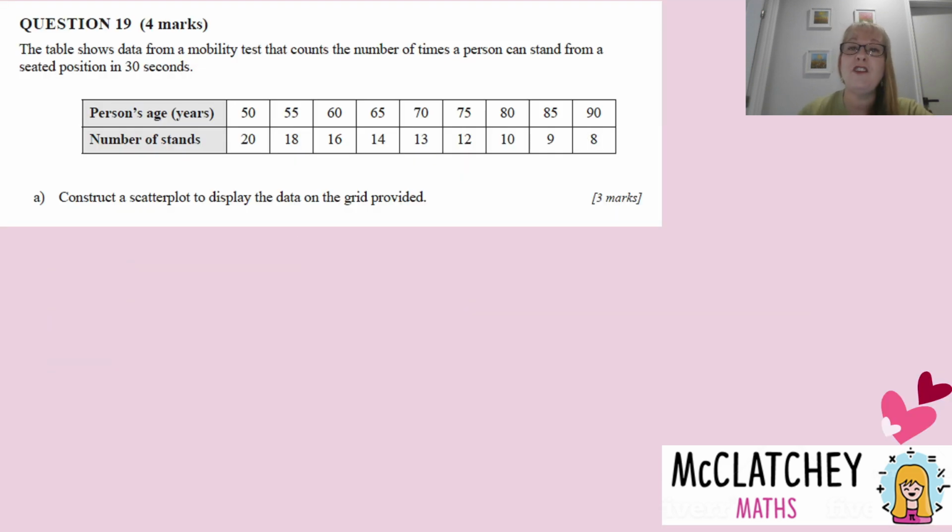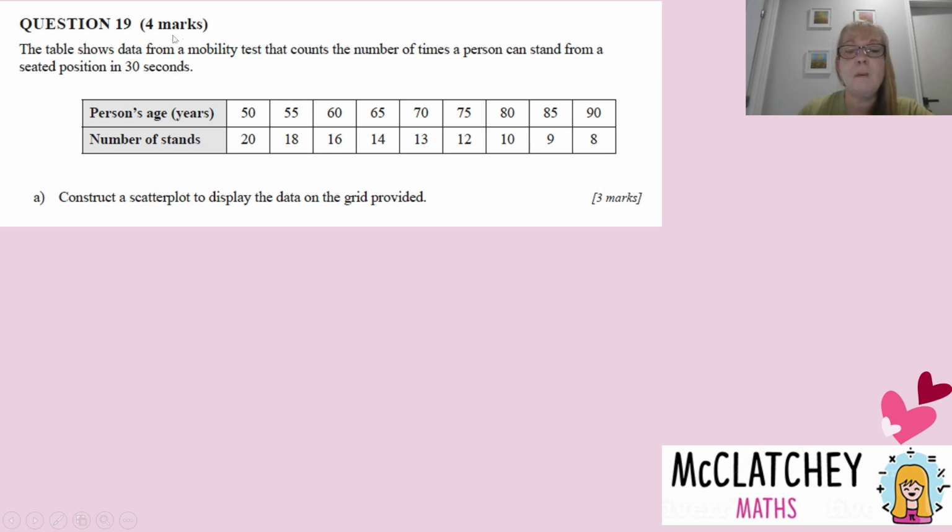Right, let's get on with our first of two questions, question 19. The table shows data from a mobility test that counts the number of times a person can stand from a seated position in 30 seconds. So the first line of the table is somebody's age, from age 50 up to age 90. And then I've got how many stands they can do in 30 seconds. And obviously as they're getting older, they're able to do less and less.